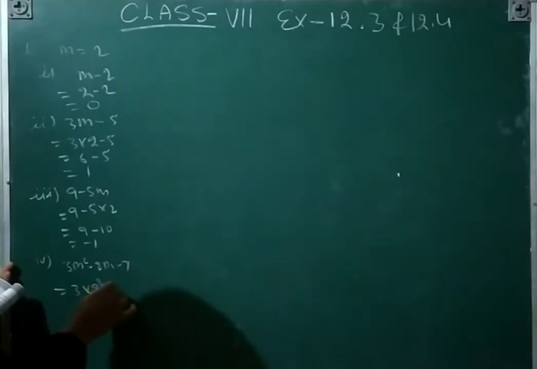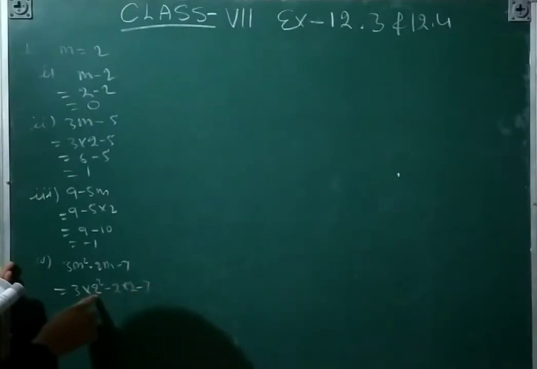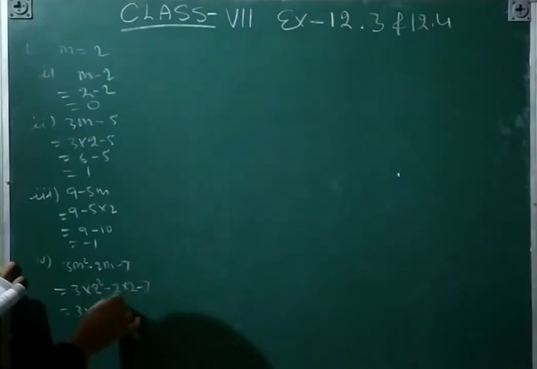And then fourth part, that is 3m square minus 2m minus 7, so that is 3 into 2 square minus 2 into 2 minus 7. Square of 2 is 4, so 3 into 4 minus 2 into 2 minus 7. 3 fours are 12, and then minus 11 is equal to 1.